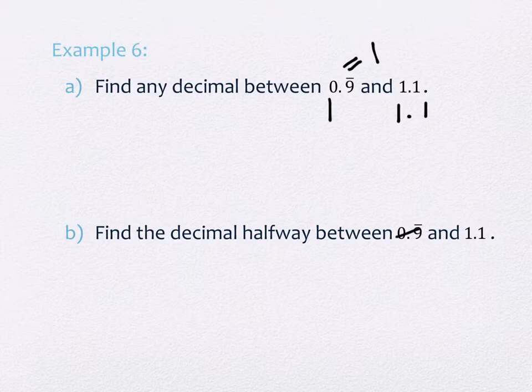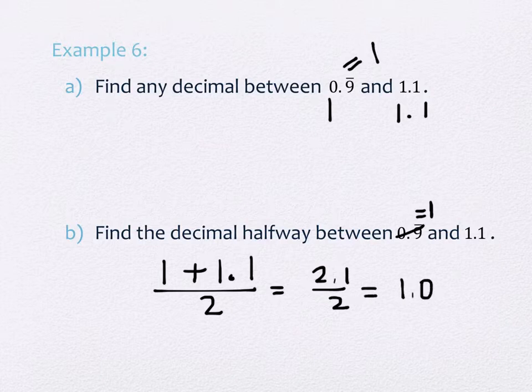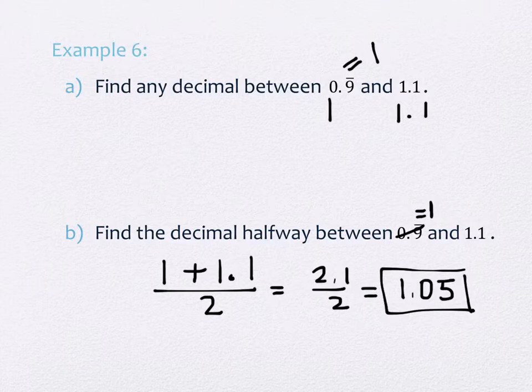So let's actually do that down here. We'll find that halfway point up here, or down here in part B. So between 1 and 1.1, we find the halfway point or the midpoint by adding them together and dividing by 2. So this becomes 2.1 divided by 2. And that value is actually 1.05. That would be halfway between 1 and 1.1.